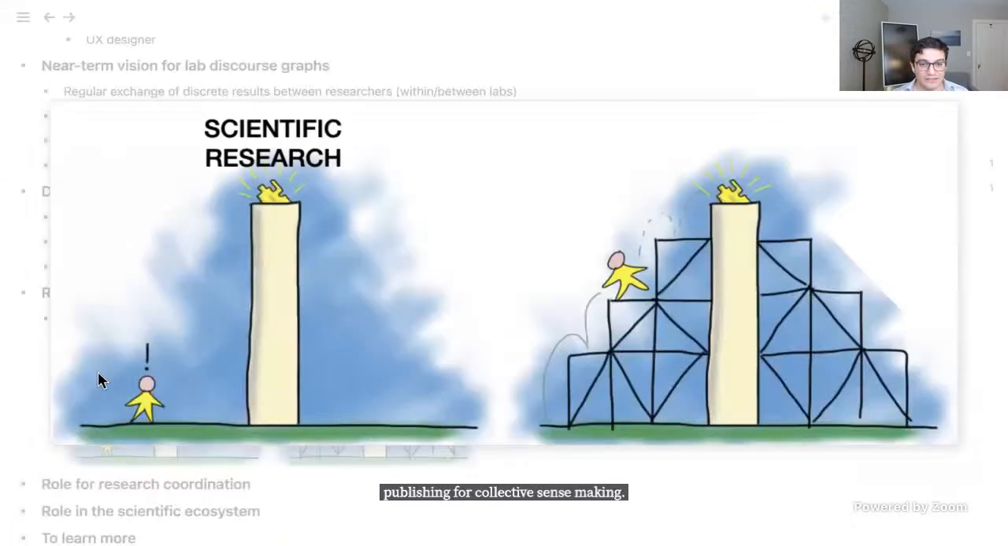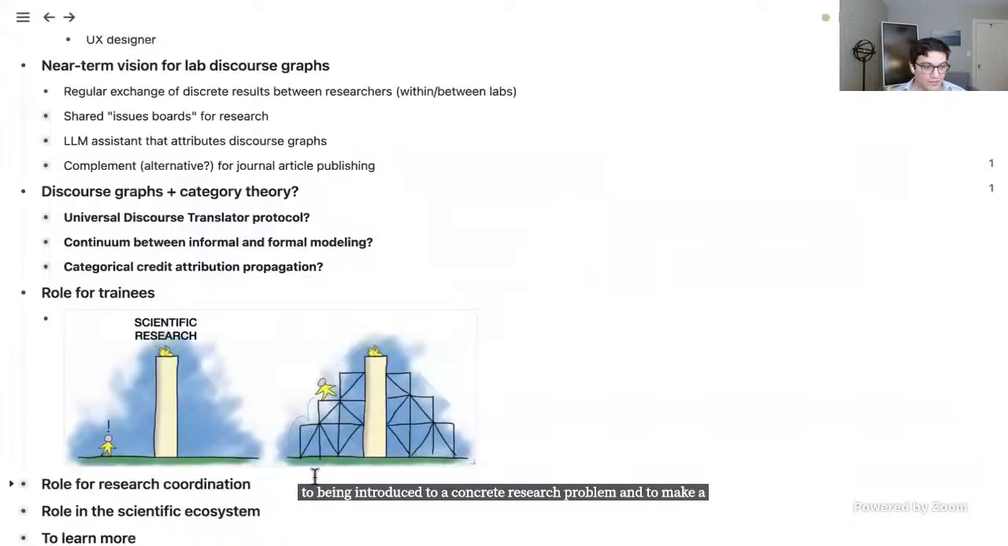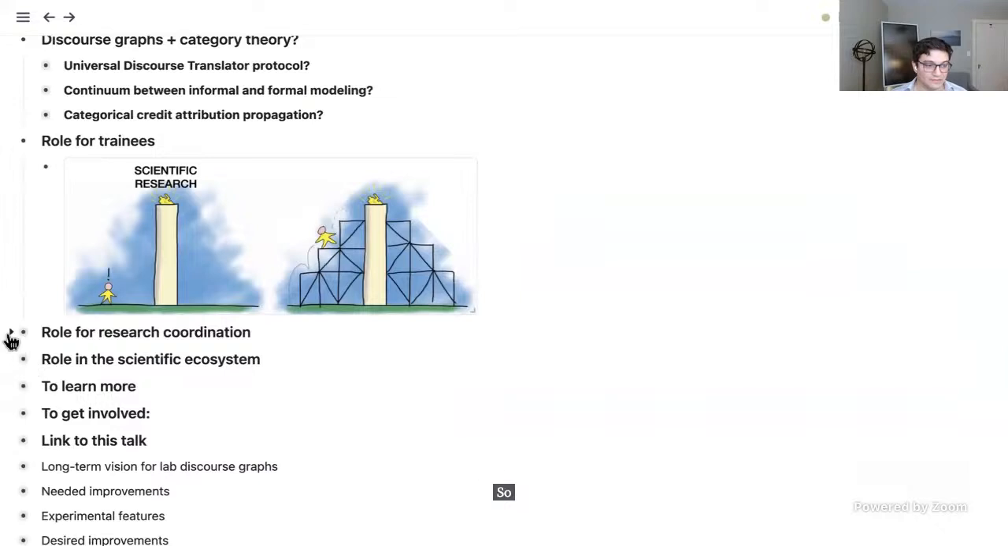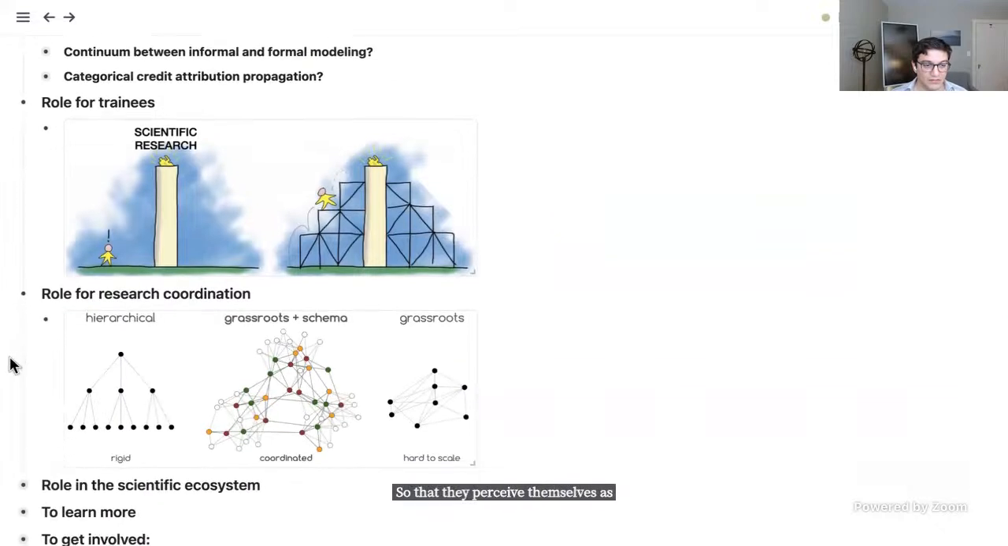For trainees, this has given them a more structured approach to being introduced to a concrete research problem and to make a substantive contribution so that they perceive themselves as a scientist earlier in their training.